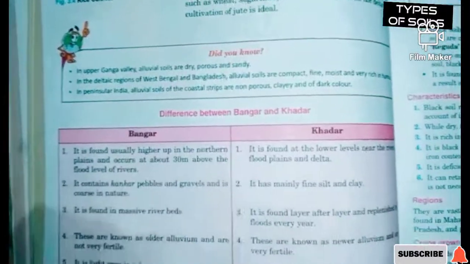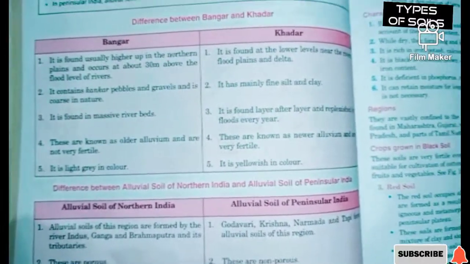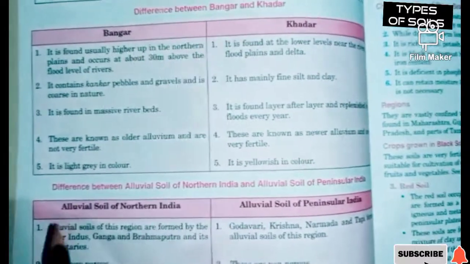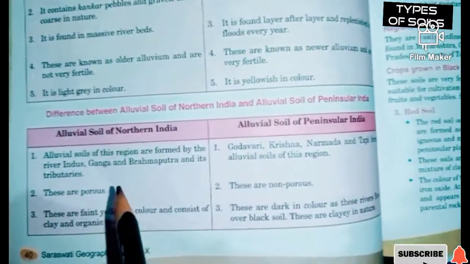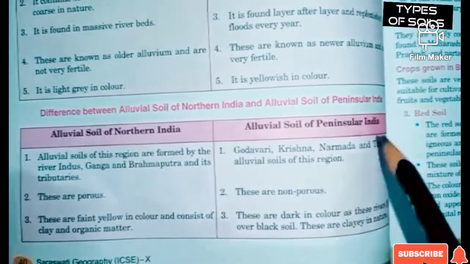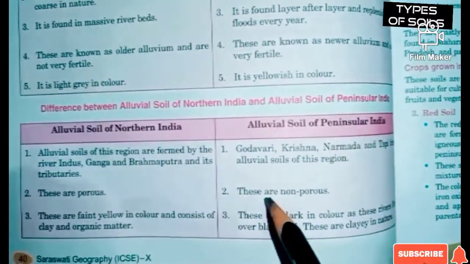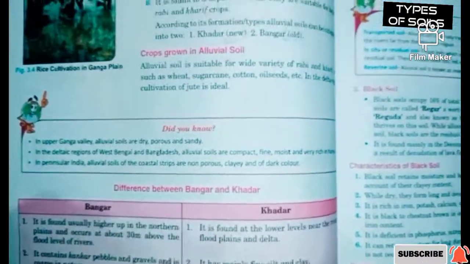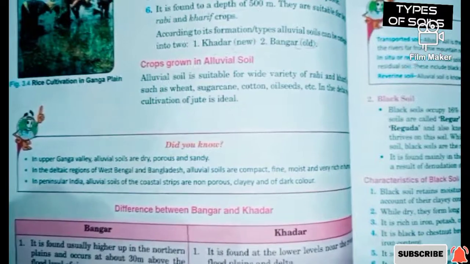Here in the diagram, we can try to understand what Khadar and Bangar are. At the same time, we can take a look at the alluvial soils found in North India and the alluvial soils found in Peninsular India. Try to take a look at the table. It will help you a lot in understanding more about alluvial soil.